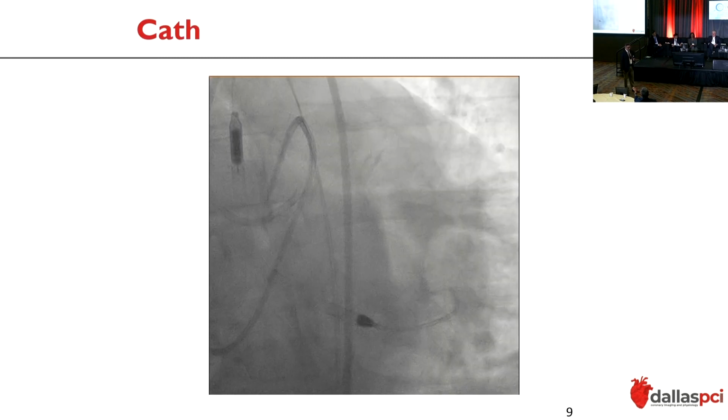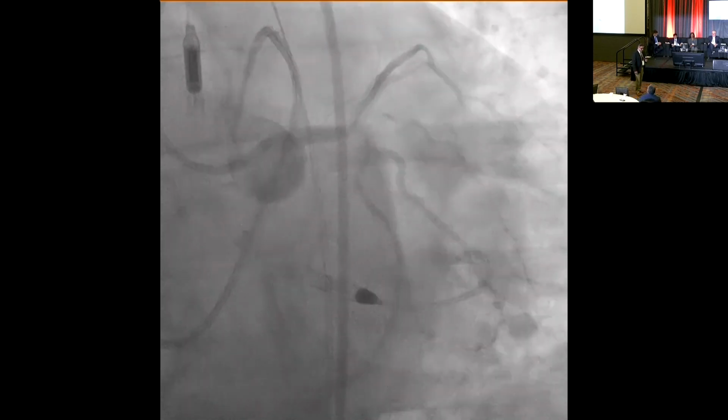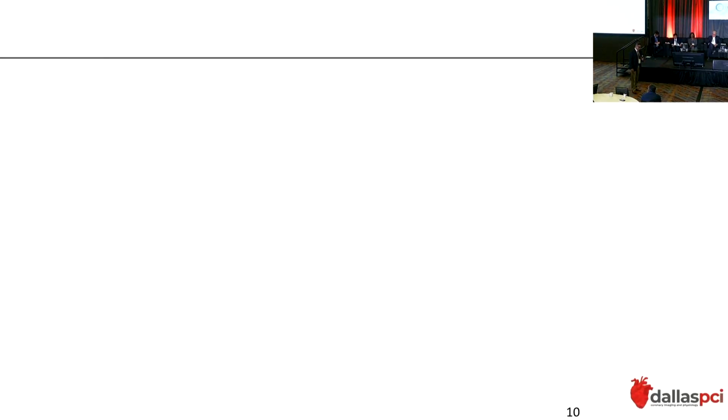So now, this is the angiogram with the distal left main, LAD, ramus, and circ, heavily diseased. What would we do for the technique?